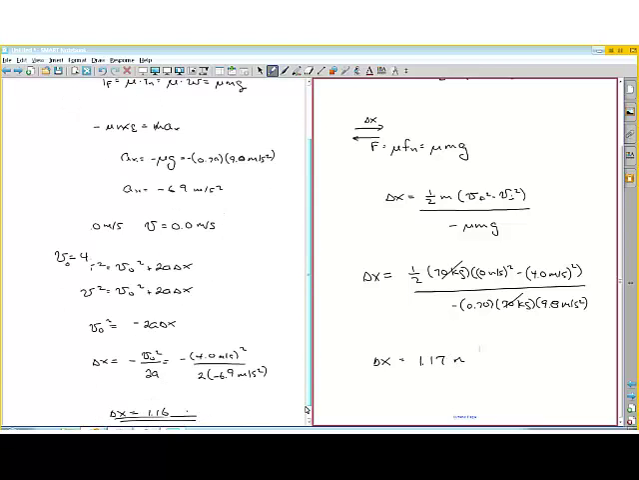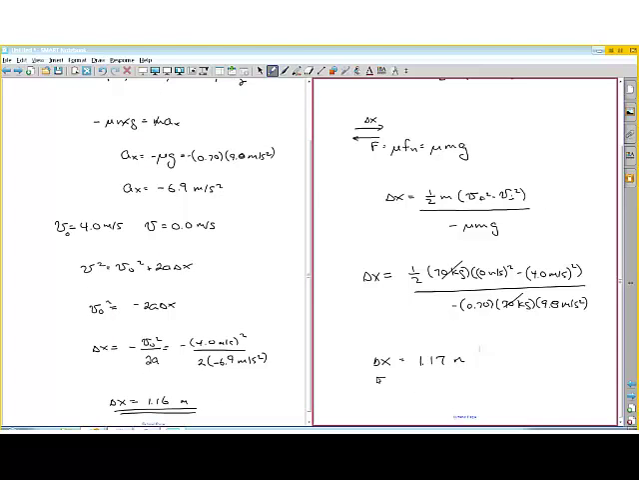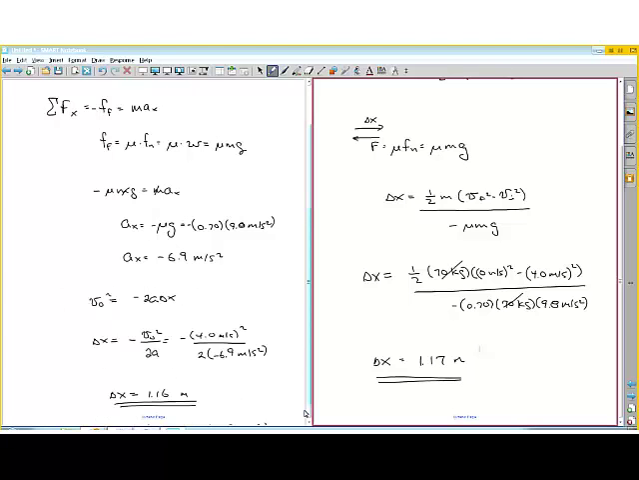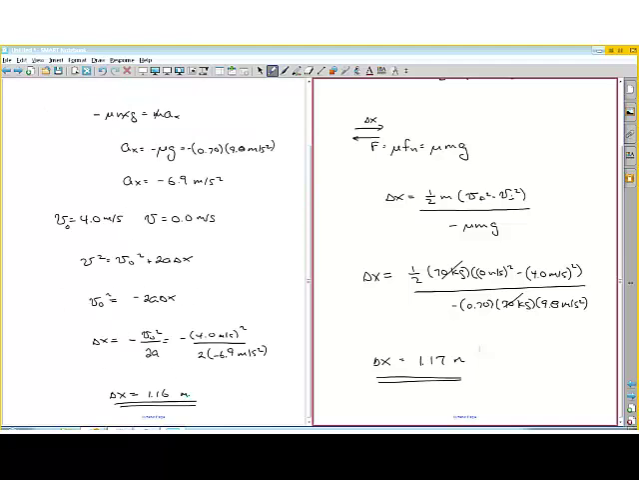That compares with 1.16 meters we got the other way. So those are the two ways. You can use Newton's second law to calculate the acceleration. Once you have the acceleration, you can then use constant acceleration equations to calculate the delta x. You can also calculate the time.